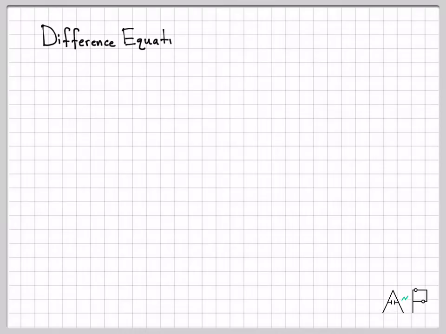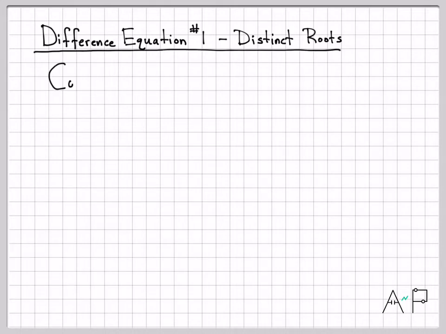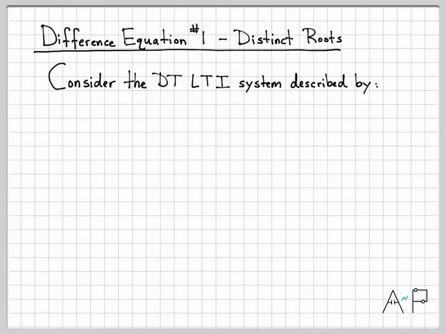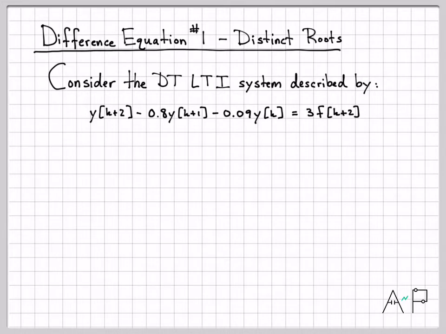All right, so our first difference equation example that we will solve for the zero input response is given by this difference equation right here. So we have a discrete time, linear time invariant system described by this difference equation right here, y of k plus 2 minus 0.8 y of k plus 1 minus 0.09 y of k equals 3 f of k plus 2. So again, the notation we use, f is usually an input. Some books like to use x of k, but our input here is f of k. And we are going to find the zero input response.